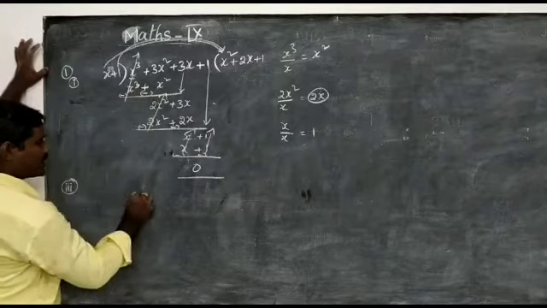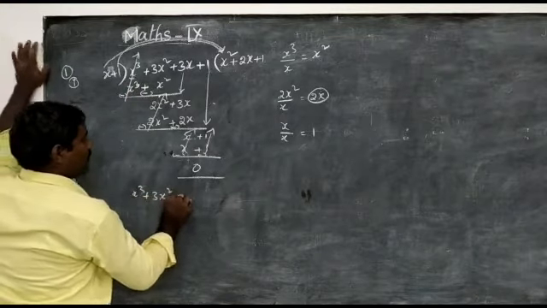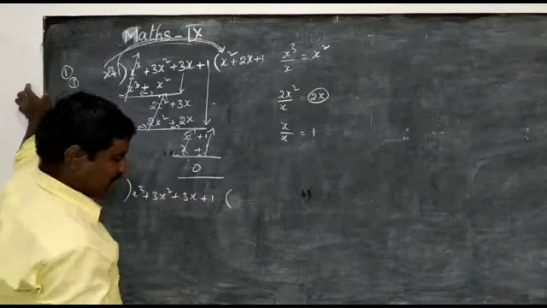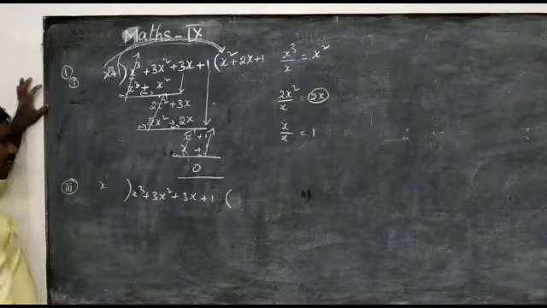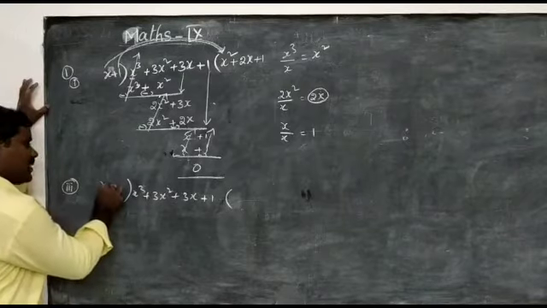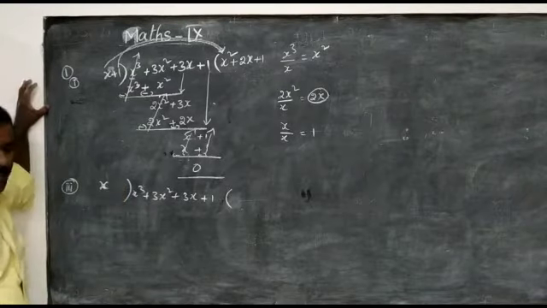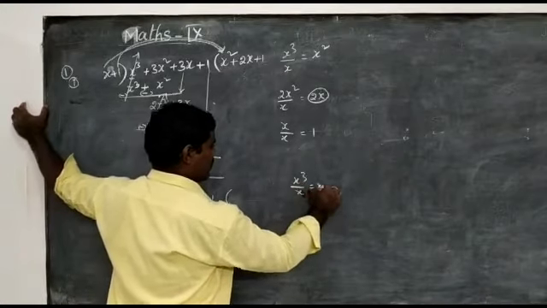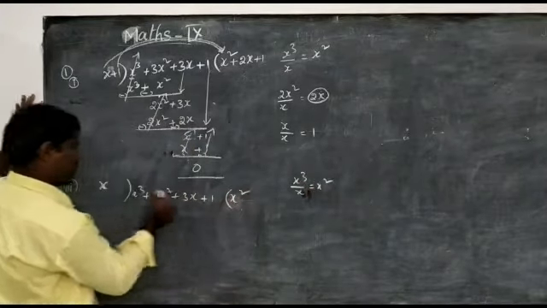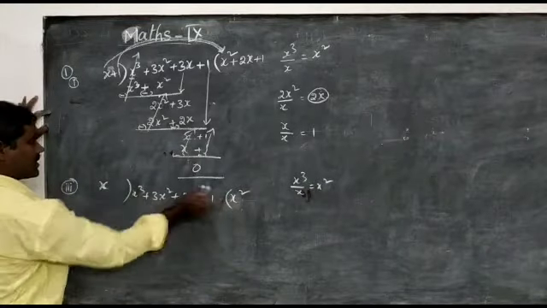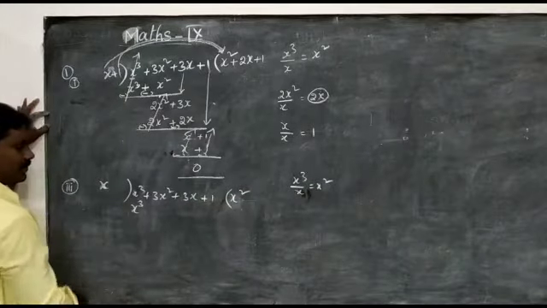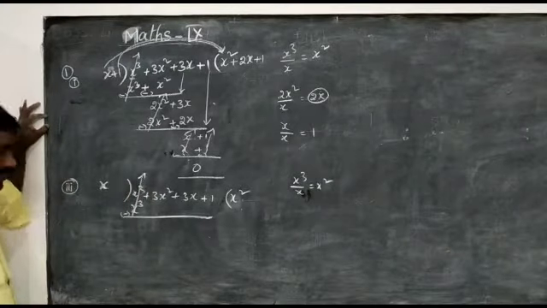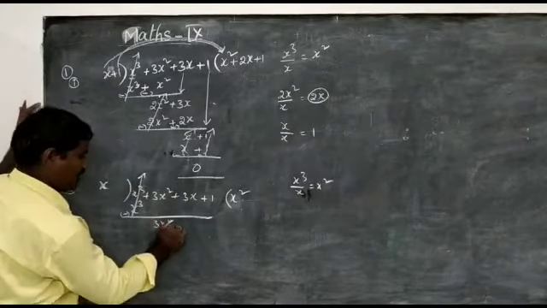Same polynomial x cube plus 3x square plus 3x plus 1 divided with x. x is nothing but x plus 0. Same, x cube by x, we get x square. Now write here x square into x, x cube. Now subtraction, only one term. Now the next term is 3x square.